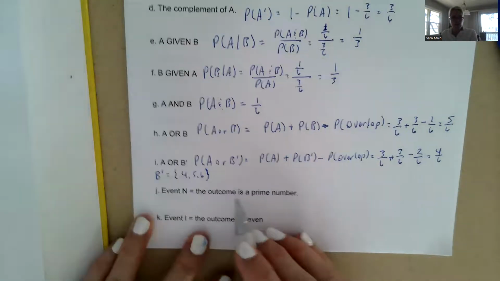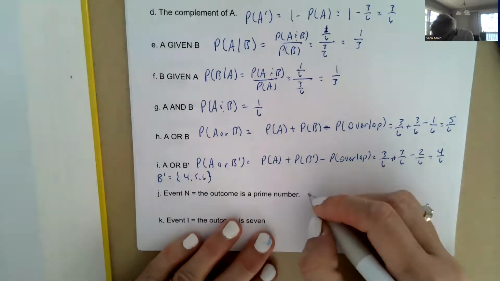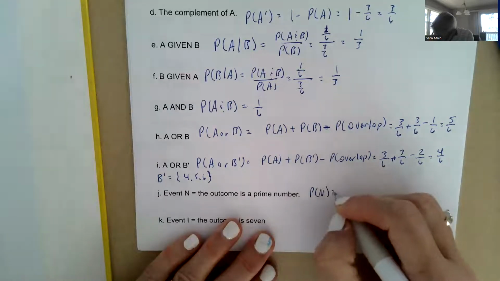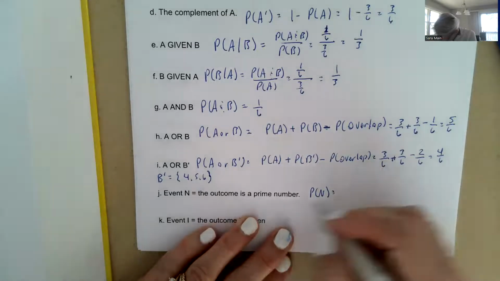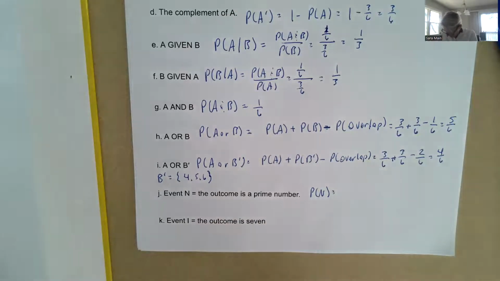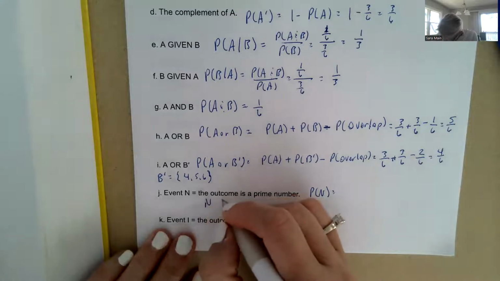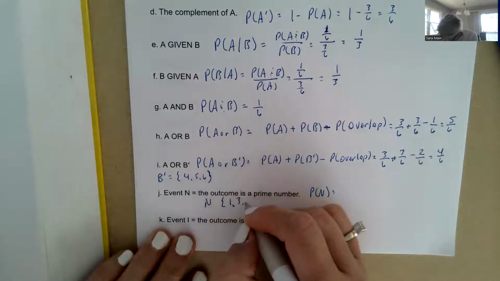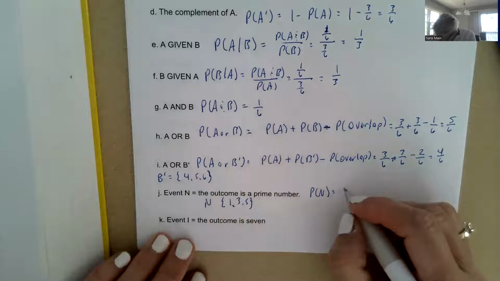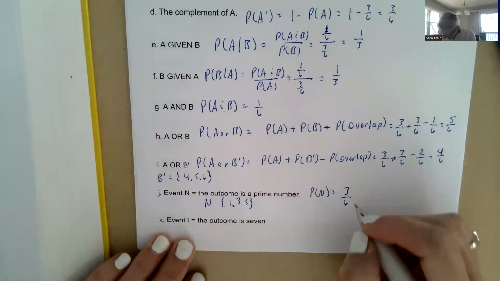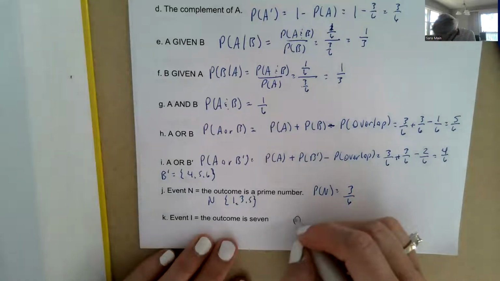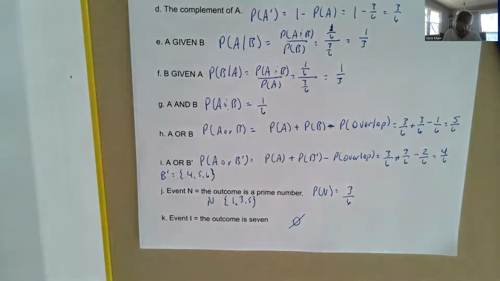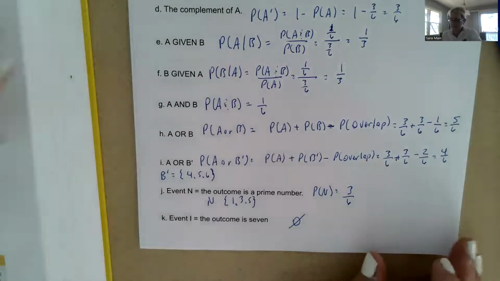Event N is the outcome is a prime number. So the probability of N. The outcome is a prime number would be 1, 3, and 5. So N is 1, 3, and 5, so 3 out of the 6. And event I is the outcome is 7. Can't happen. There you go.